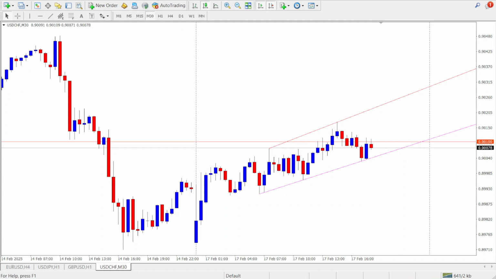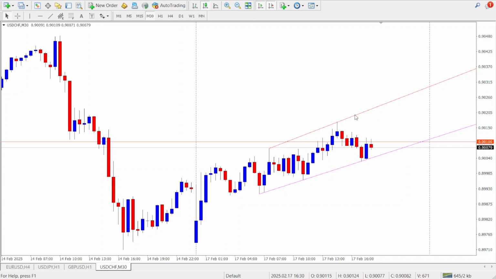All right, now the best part: no more wasting time manually drawing lines that may not even be accurate. This tool does the hard work for you, allowing you to focus on making smarter trading decisions. Now let's talk about the best ways to use the auto trend lines indicator. Okay, now that your indicator is set up, let's talk about how to actually use it to improve your trading.